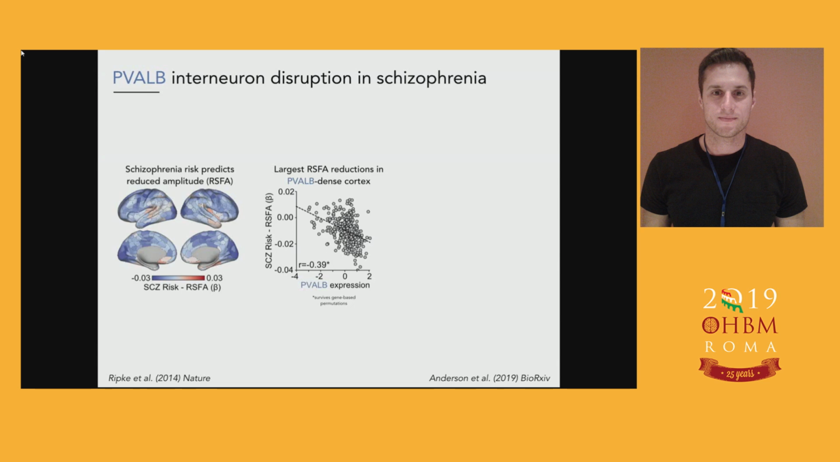And if any cell type specific effects could be associated or underlying liability for the disorder, we would expect those effects to be most present in parvalbumin dense areas of cortex, which is borne out in this plot here in the middle. And again, this survives gene-based permutation tests.